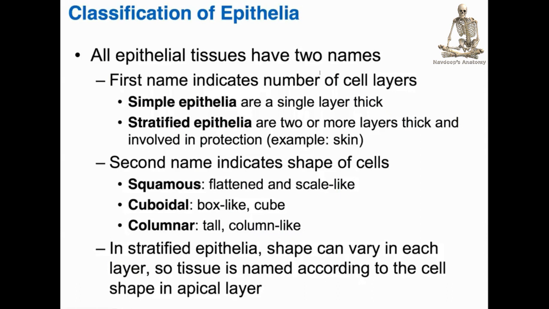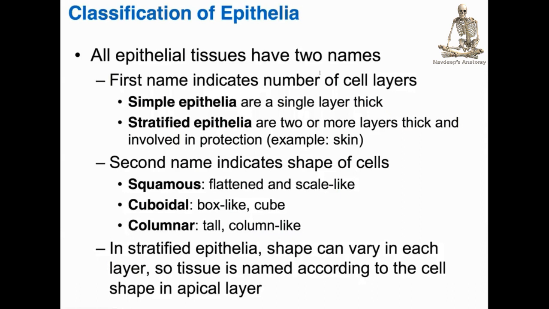The epithelial tissues have 2 names. When we break down the epithelial tissue names, the first one indicates the number of cell layers present in that epithelium, and the second one indicates the shape of cells present in that epithelium. On the basis of shape, it may be squamous, which are flattened or scale-like cells. It may be cuboidal, which are box-like or cube-like cells. Then it may be columnar, which are column-like and tall in shape.